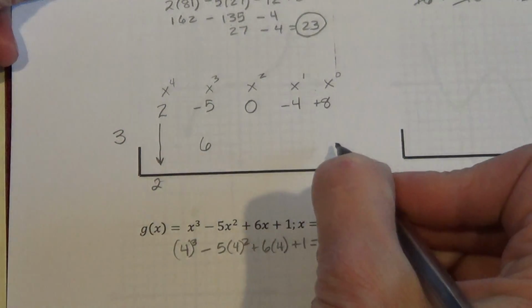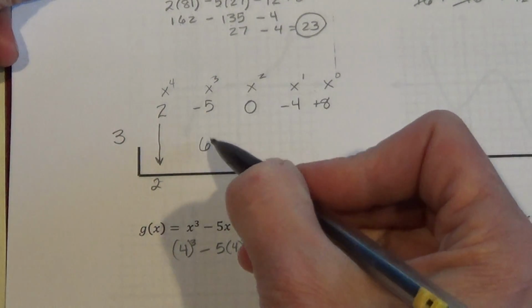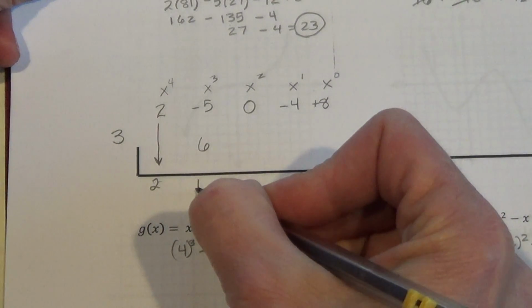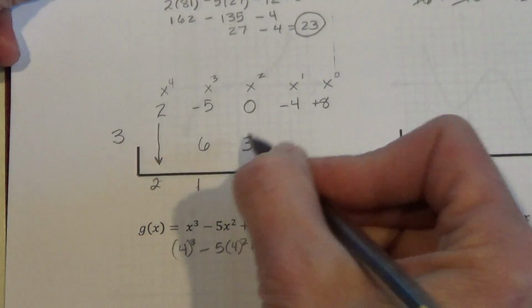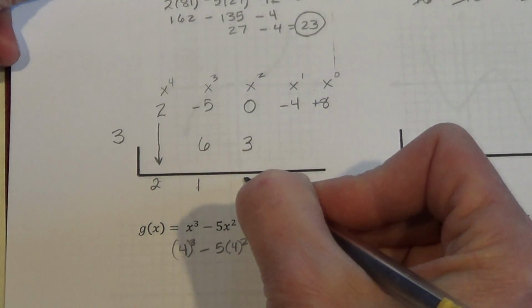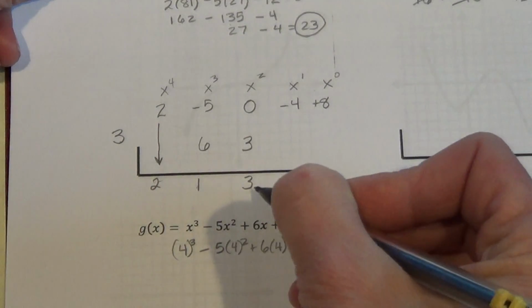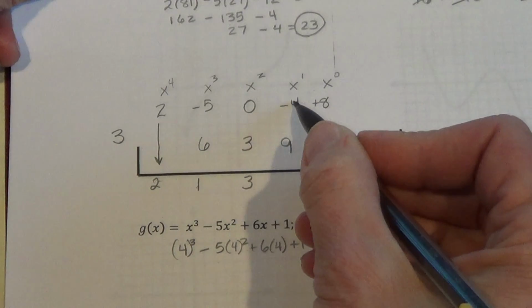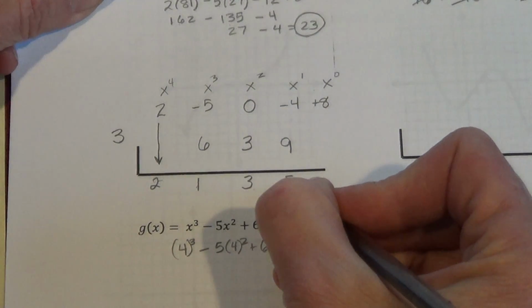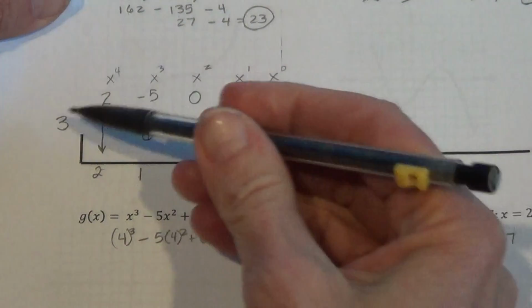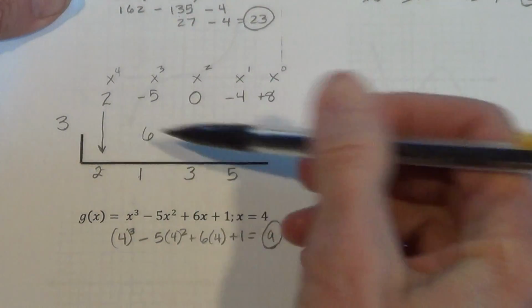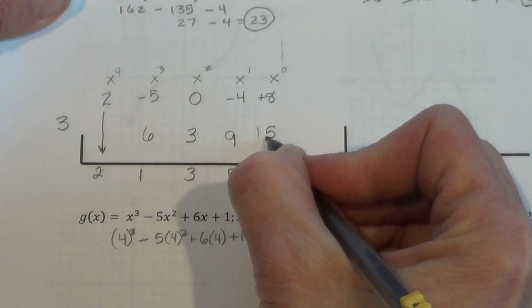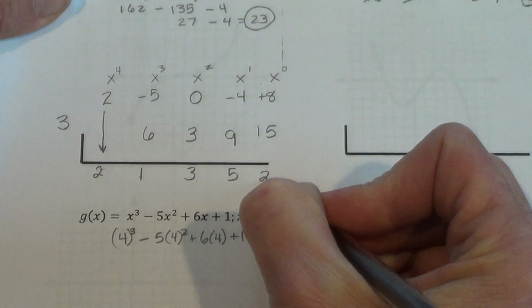Now, in all of these, we're just adding them. So 6 plus a -5 is 1. Now we take 3 times 1 is 3. 0 plus 3 is 3. 3 times 3 is 9. 9 plus -4 is positive 5. 5 times 3, 3 times 5 is 15. 15 plus 8 is 23.